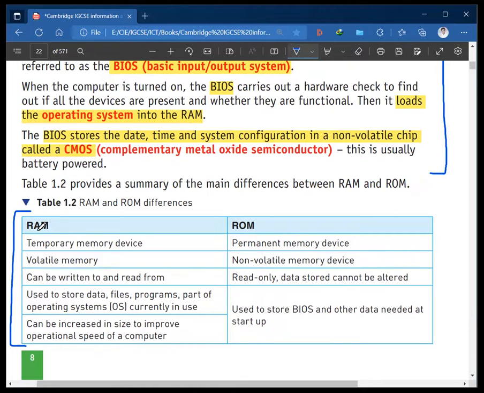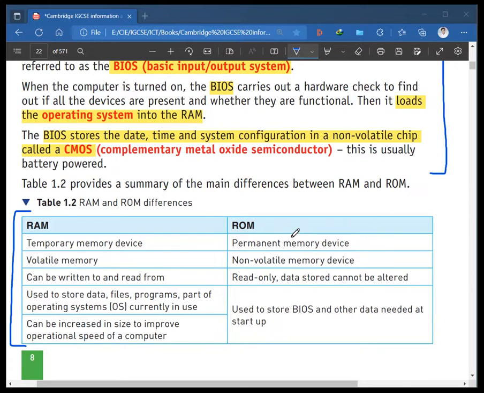RAM: temporary memory device, volatile memory, can be written to and read from, used to store data, files, programs, part of the operating system currently in use, can be increased in size to improve operational speed of a computer. ROM: permanent memory device, non-volatile memory device, read-only, data stored cannot be altered, used to store files and other data needed at startup.